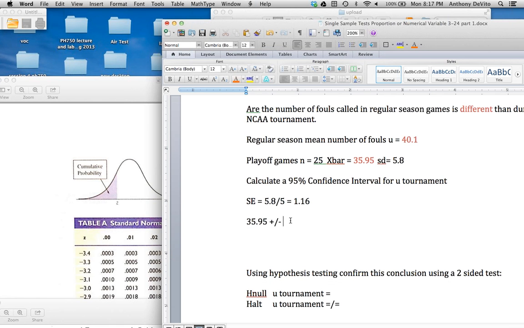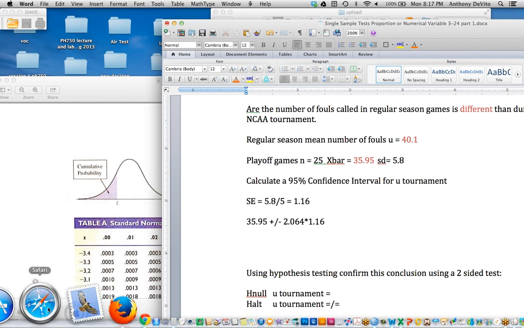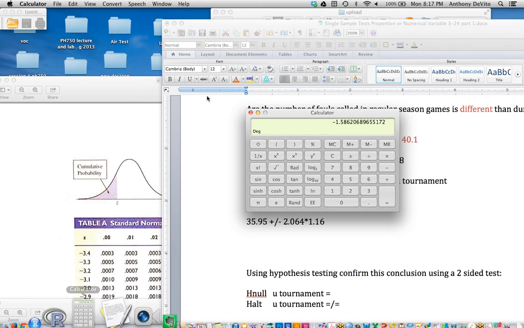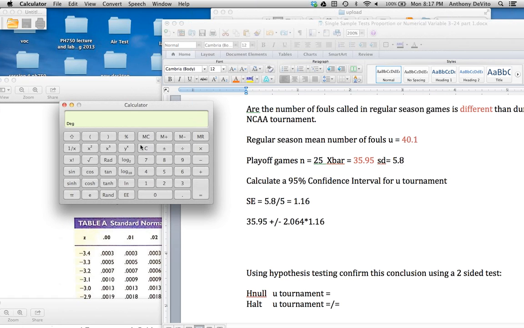So I would have to use 2.064 times 1.16. Okay, let's calculate that. I got my calculator out. Clear, clear. So I'm going to first calculate 2.064 times 1.16 is equal to that. I'm going to put that into memory. First clear memory and put it into memory.